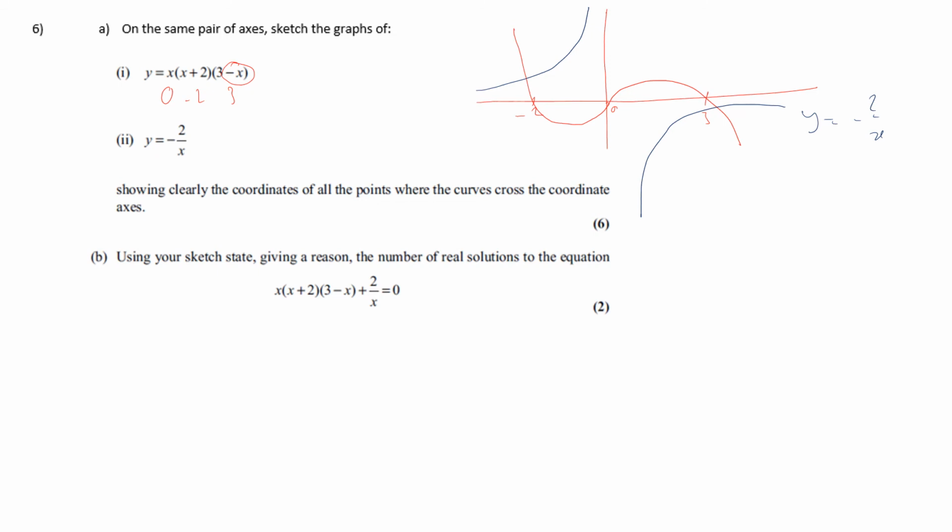Okay, so that's part 2. And then using the sketch, give reasons for the number of real solutions, with the number of places they intersect. So there's 2 intersections, therefore 2 real solutions. 2 intersections implies 2 real solutions. Okay, intersections. Sorry about my handwriting.